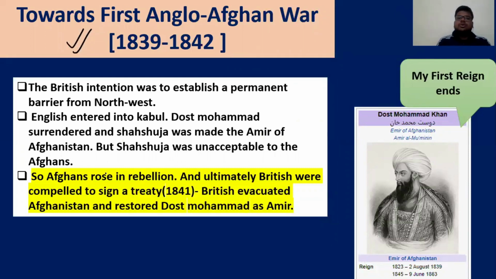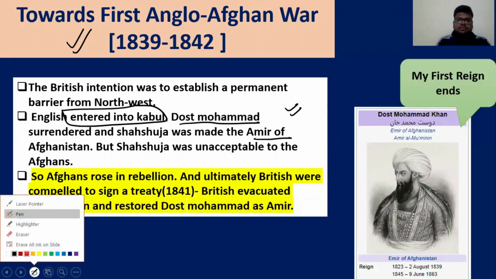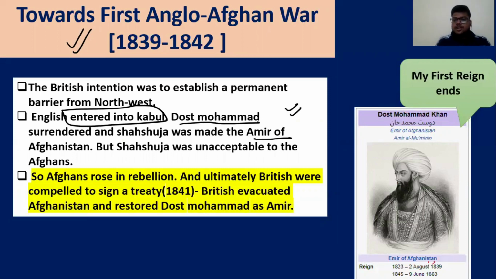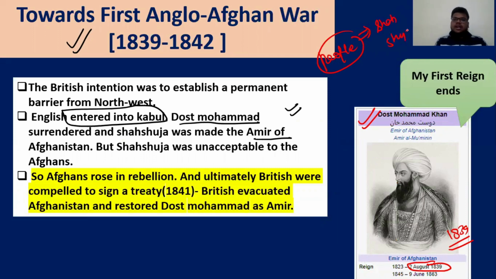They said, okay, we will enter into Kabul, and Dost Muhammad surrendered, and Shah Shuja was made the Amir of Afghanistan. So Dost Muhammad's first reign came to an end in 1839. The war kept on going. Now, Dost Muhammad left, but the people of Afghanistan did not accept Shah Shuja. They did not like Shah Shuja.